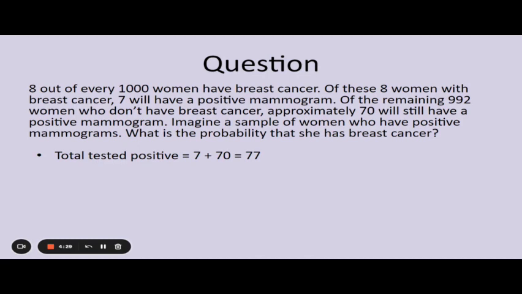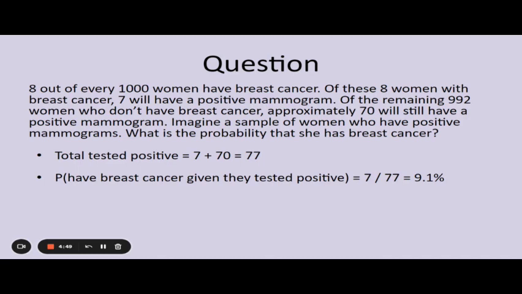First thing I'm going to figure out is the total number of people who tested positive. Okay, so that is really in our question here. We said 7 who have breast cancer tested positive, and then 70 who don't have it tested positive. So if we just add those together, we get 77 people tested positive. Now, here's the question that they're asking us, because we know they tested positive. So that's our sample, 77. Out of those 77, what's the probability that they have breast cancer? Well, we said 7 of them have breast cancer out of those 77. So 7 out of 77, which equates to about 9.1%.